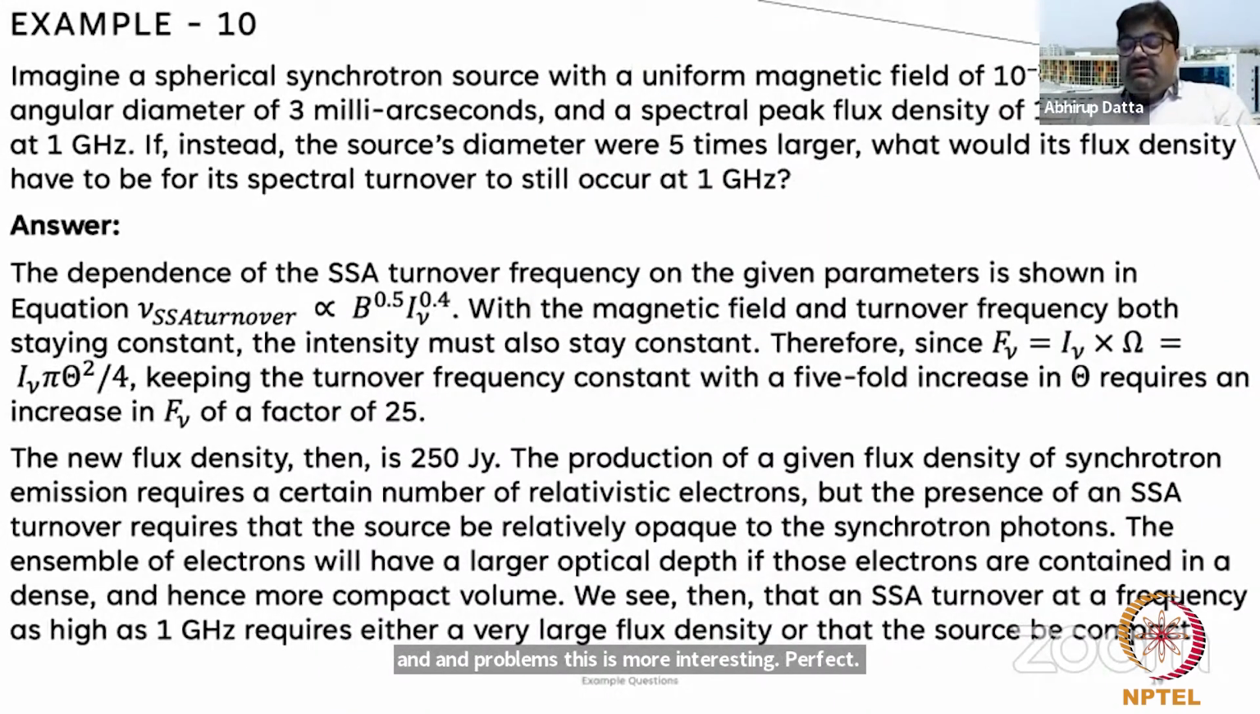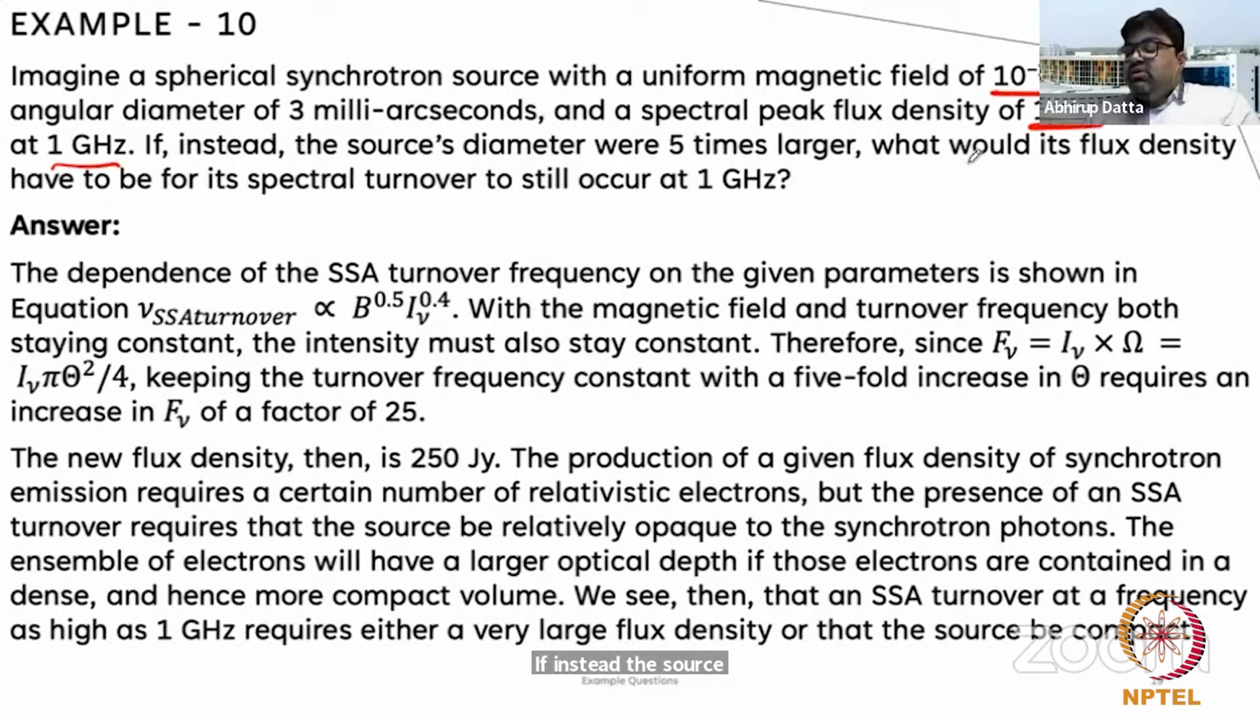Next example: imagine a spherical synchrotron source with a uniform magnetic field of 10 to the power minus 2 gauss, an angular diameter of 3 milliarcseconds, and a spectral peak flux density of 10 Jansky occurring at 1 gigahertz. If instead the source's diameter were 5 times larger, what would its flux density have to be for its spectral turnover still to occur at 1 gigahertz?